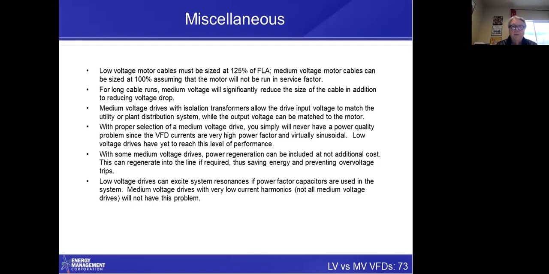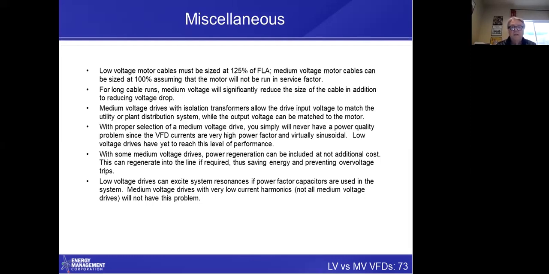Medium voltage drives with isolation transformers allow the drive input voltage to match the utility or plant distribution system, while the output voltage can be matched to the motor. And with proper selection, you simply never have a power quality problem. You don't have VARs, you don't have poor power factor, and you don't have harmonics. It's just all taken care of for you, and it's something you don't need to worry about. With some medium voltage drives, you can actually have regenerative power, or, as I mentioned before, you can program that drive to provide leading VARs to correct for lagging VARs in the rest of your power system.